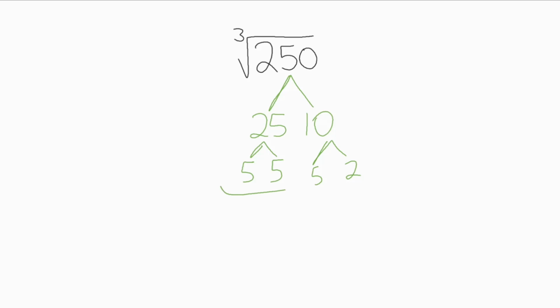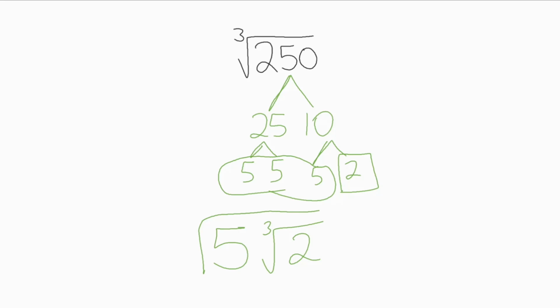Well, I have 3 5's here, so that will be one group. That's what comes out. I have a 2 that is all by itself here, so that will stay inside of our cube root. And we end up with the cube root of 250 being equal to 5 times the cube root of 2.